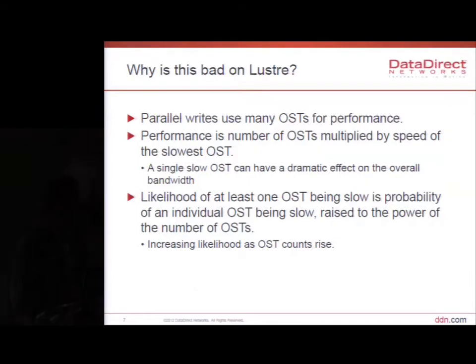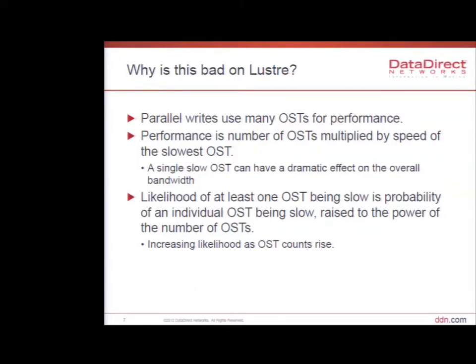But then, unfortunately, scalability is never easy, and pure maths works against you. The likelihood of one OST being slow is actually much worse. I looked into the maths behind this as I was doing this talk, and it's much worse than I thought it would be. You take the probability of one OST being slow and you have to raise it to the power of the number of OSTs.